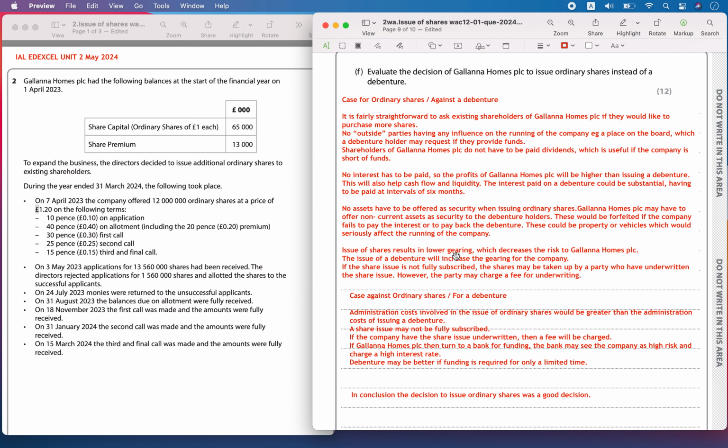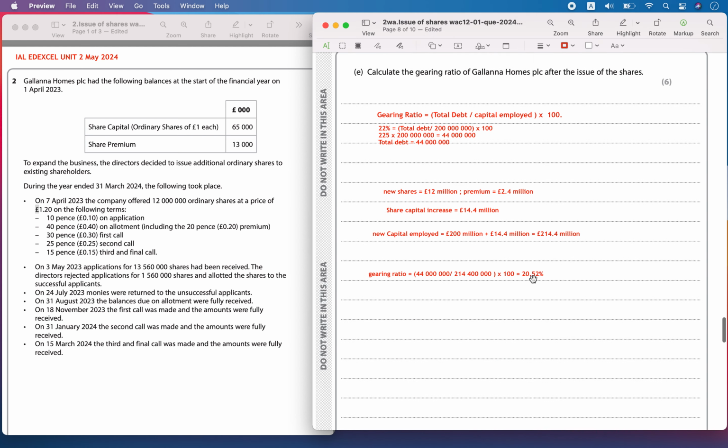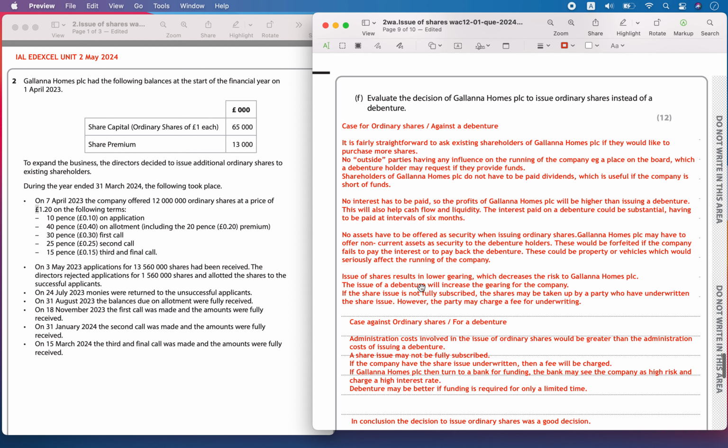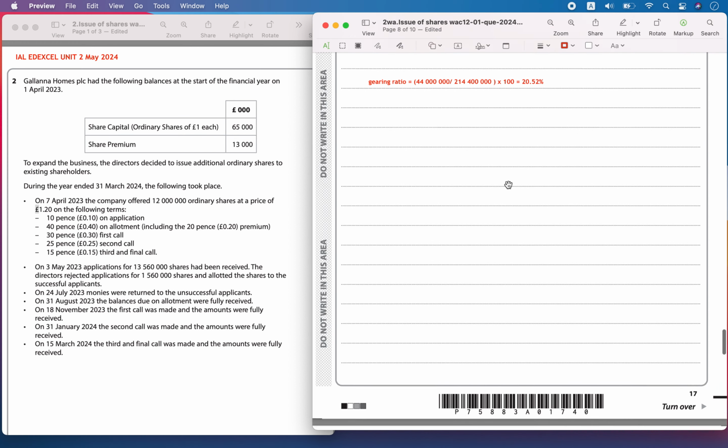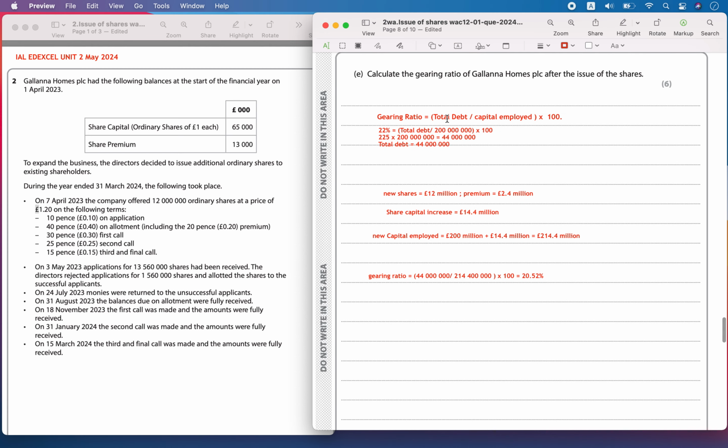Then the issue of shares results in a lower gearing ratio, which we had already calculated. Earlier it was 22% and now it has turned into 20.5%. So it's going to lower the gearing ratio, which is looked at by the investors. It will decrease the risk to Gallanna Homes PLC. Whereas the issue of a debenture will increase the gearing ratio for the company, because a debenture is considered a loan or a debt. So the non-current liability will increase, causing an increase in the gearing ratio, and this is looked at as a risk by the investors.